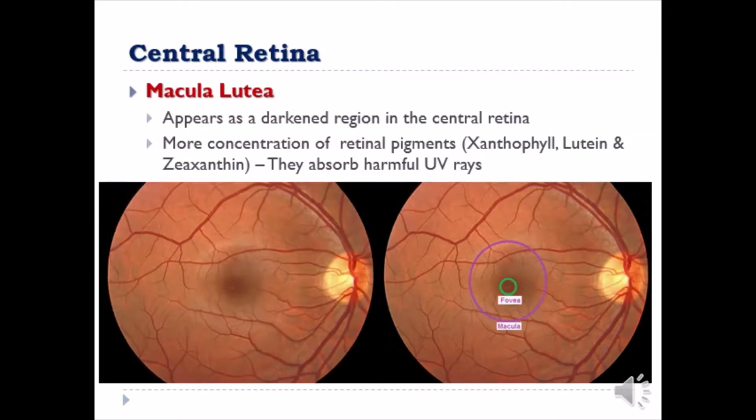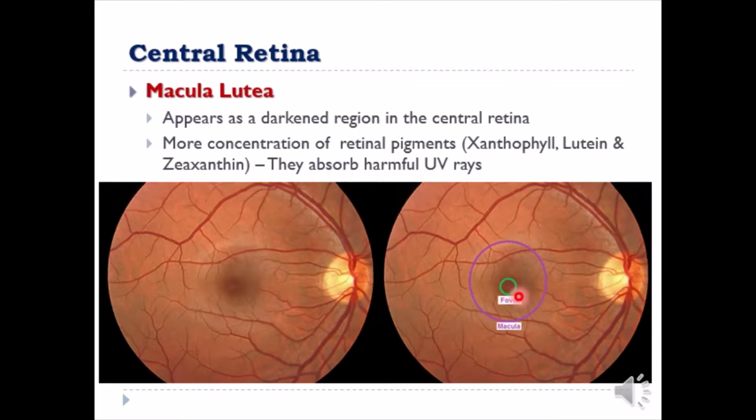Okay, so we will discuss the central retina now. As I mentioned, this is the central retina. It has two basic parts. The whole central retina is known as the macula, and the centralmost part of the macula is the fovea. There is one more central part of the fovea which we'll be discussing later.